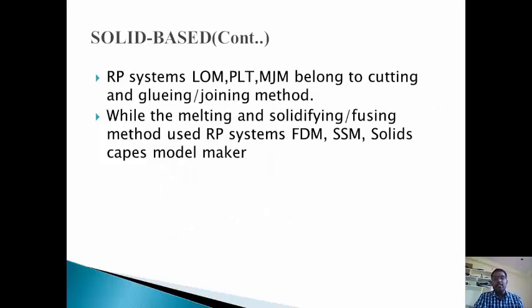In rapid systems, laminated object manufacturing, paper laminate technology and multi-jet modeling belong to the cutting, gluing and joining methods, while the melting and solidifying methods are fused deposition modeling and the solids caps model maker.